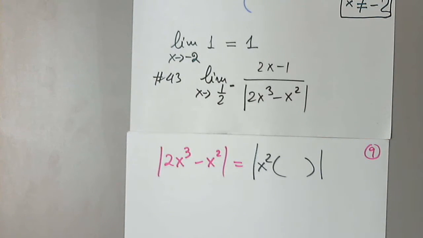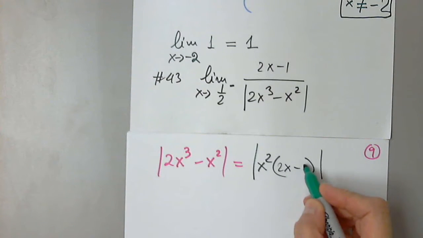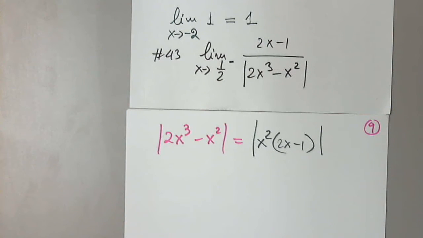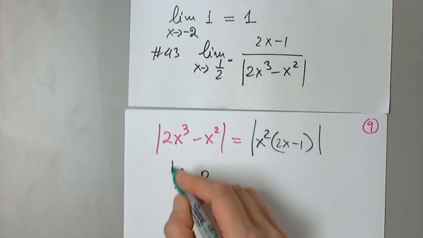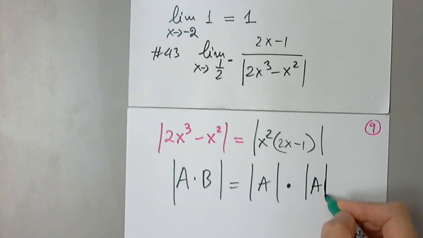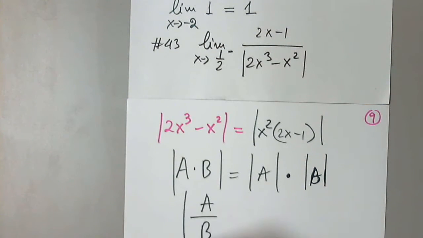What is left in parentheses? 2x minus 1. Remember, one of the properties of the absolute value, and thank you for asking this because I need it in 2.4, so I'm going to reuse this property several times today. The absolute value of a product is the product of absolute values. The same with a ratio. The absolute value of a ratio is the ratio of absolute values. So these are the very important properties of the absolute value.